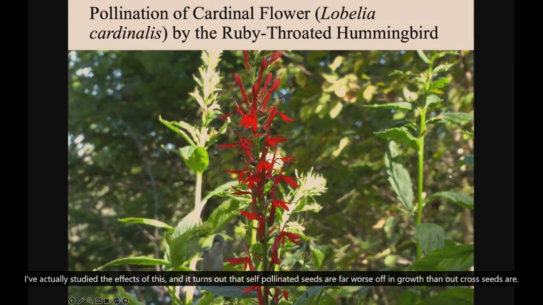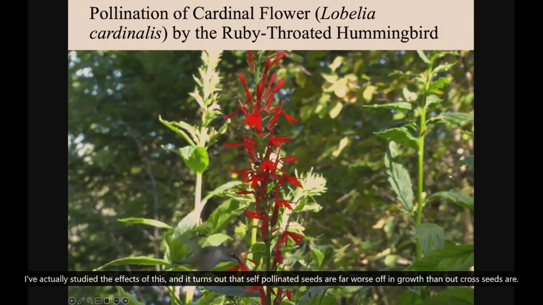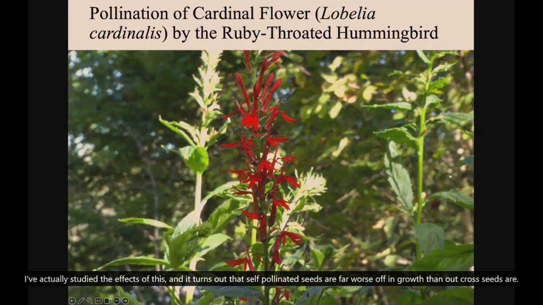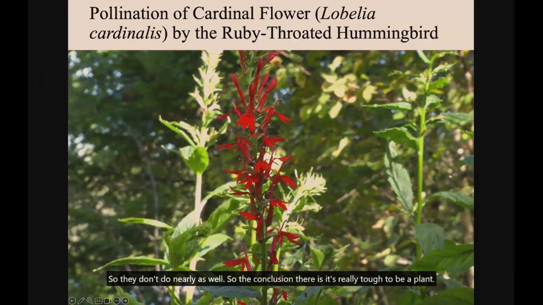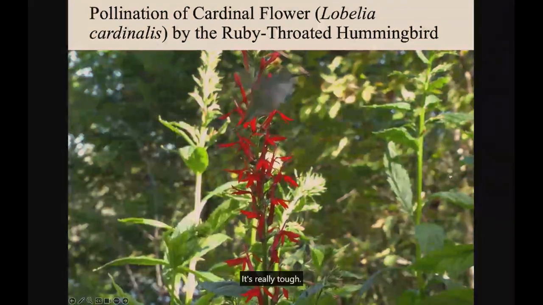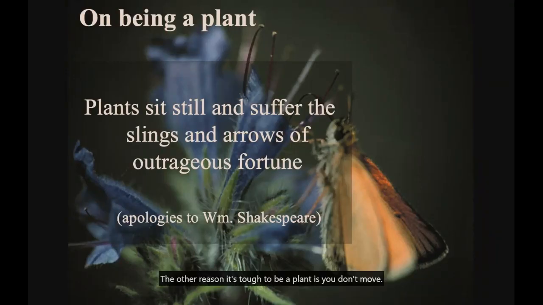I've actually studied the effects of this, and it turns out that self-pollinated seeds are far worse off in growth than outcross seeds are. So they don't do nearly as well. So the conclusion there is it's really tough to be a plant. It's really tough, you know. You gotta face these gorgeous little pollinators that come along and just do what you don't want them to do. The other reason it's tough to be a plant is you don't move.